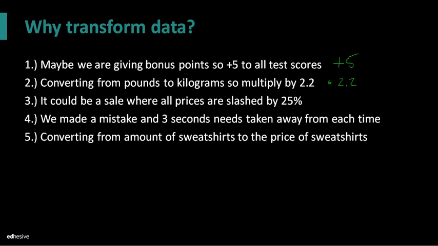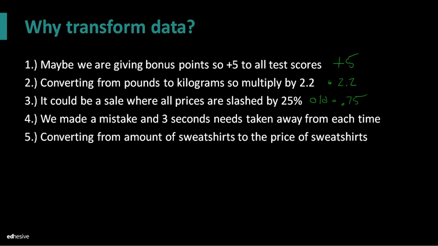It could be a sale where all prices are slashed by 25%. So how do you convert with a percentage? Well, hopefully this is going to make sense to you, since you guys are in an AP stats class. If all prices are slashed by 25%, that means you would take the old price and multiply it by 75%, right? Because it's now worth 75% if it's being cut down by 25%. So again, I'm multiplying the price of my shirt or pants by 75% to get the new price, since it's being reduced by 25%.